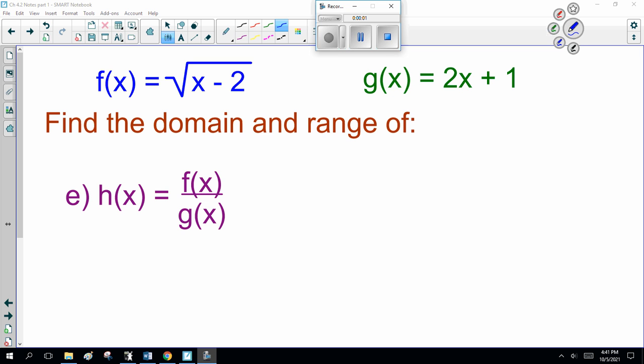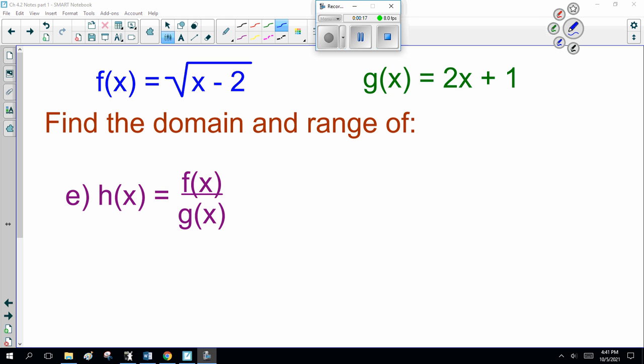Ladies and gentlemen, welcome back to Math 30-1, Chapter 4, Section 2, Combining Functions Algebraically, Part 2. Now, as I said before, you have equations. I expect you to graph them with a graphing calculator. I'm just too old and too lazy.